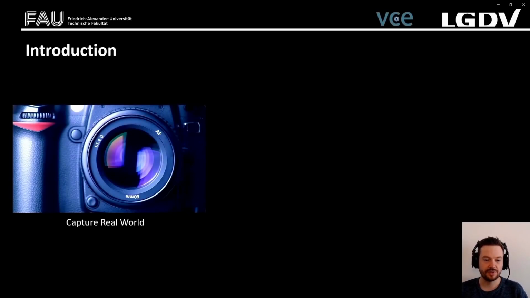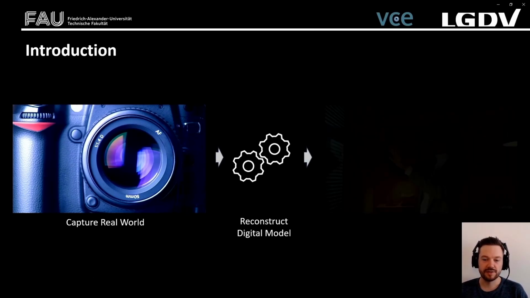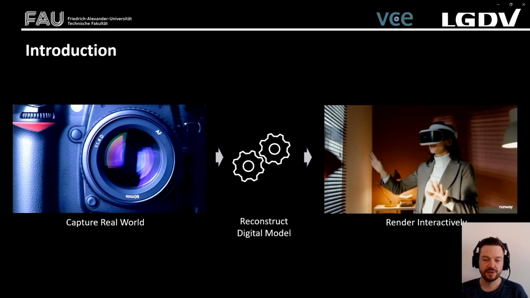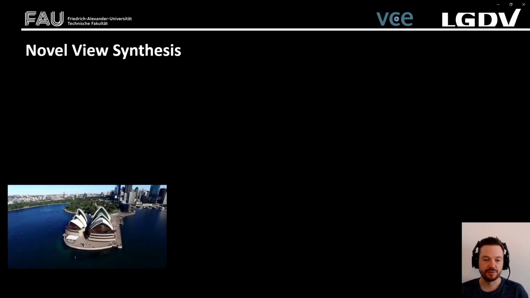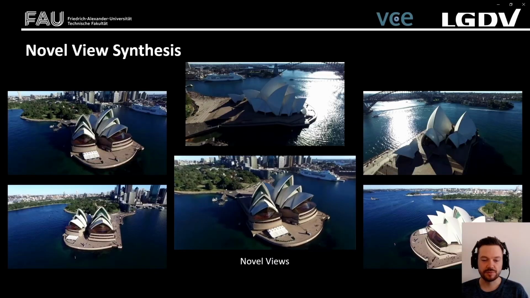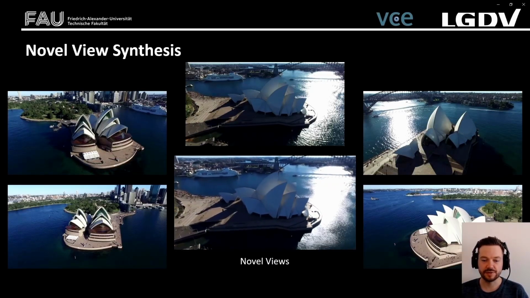So, to start off, what is our problem that we want to solve? We want to have a pipeline where we capture the real world with RGB cameras. Then we want to process that into some kind of digital model. And then we want to render that interactively and in VR. This rendering in VR is solving the problem of novel-view synthesis. The problem in general is stated as you're having a bunch of input images, for example here with the Opera House, and then you want to create novel views whereby you have fly-throughs or interactive rendering.